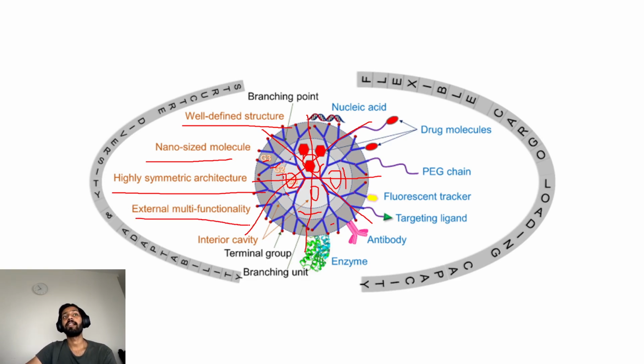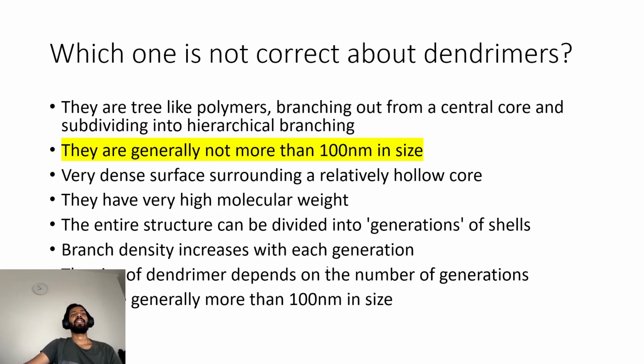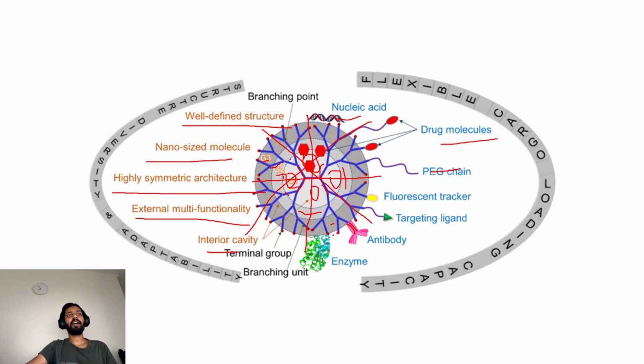And they have external multifunctionality. If you look at the very periphery of the dendrimer, you can tag several things to it: antibodies, enzymes, targeting ligands, fluorescent trackers, PEG chains, drug molecules, nucleic acids. You can have multiple of these in combination with each other. And sorry, they also have an interior cavity. As I was discussing, there's a lot of empty space in the first generation. So their interior cavity is hollow, but as they go out, they become more and more densely packed, and as a result, not very hollow.